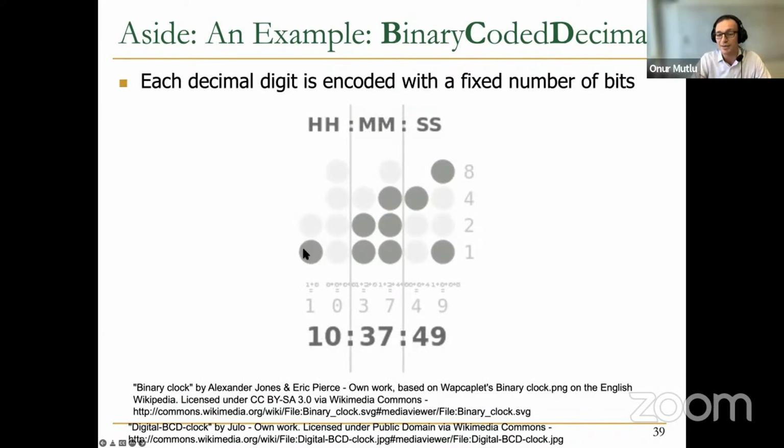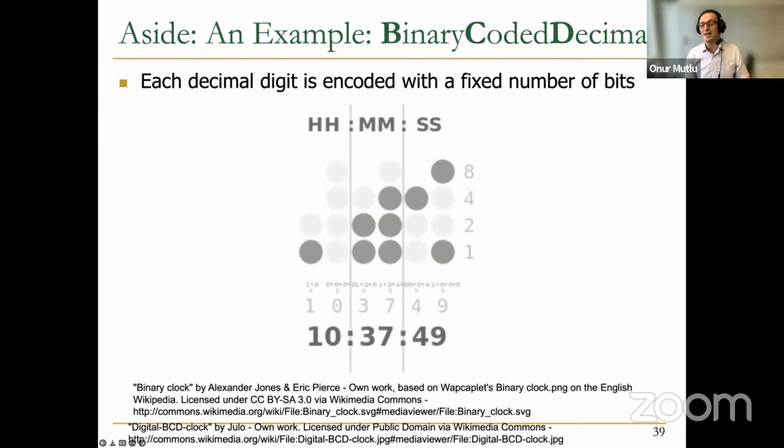So to encode a 1, you need to dark shade this one. This is 0, so none of them are set. This is 3, so 2 of these are set. 2 plus 1 is set, as you can see. This is 7, so these are set. This is 4, so only 4 is set. And this is 9, so 8 plus 1 is set, as you can see. So this is basically the binary coded decimal encoding.